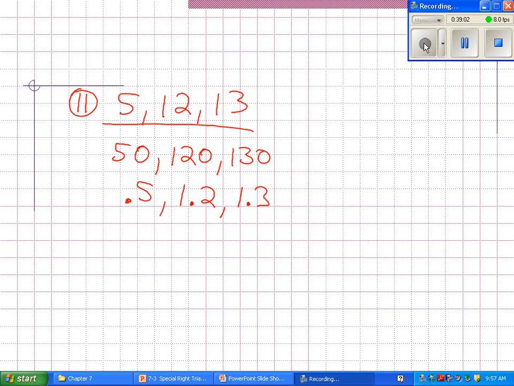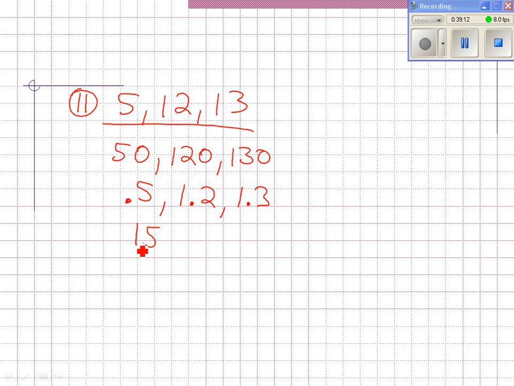So 5, 12, 13, these all fit in the family. Give me another one that fits in the 5, 12, 13 family. 15 or 10. 15, I heard. 36. 39. Those all fit in that. If you can pick up on those triples, it makes everything a little easier.